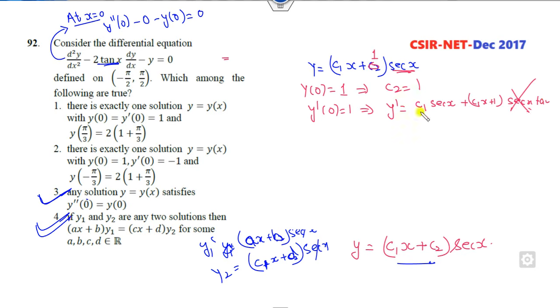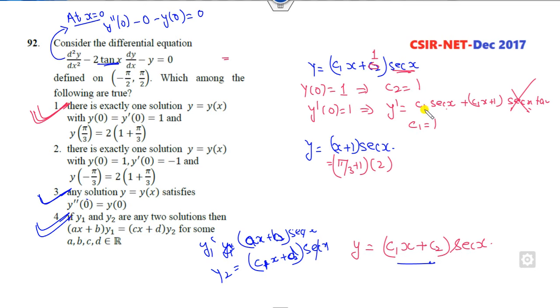So this part will be 0 at x is equal to 0. Secant 0 is 1. So this part is my 1. So c1 is also 1. So my solution will be x plus 1 secant x. Now you can check that at pi by 3. So it's pi by 3 plus 1. Secant pi by 3 is 2. That's my correct answer. And what will happen if this is minus 1?